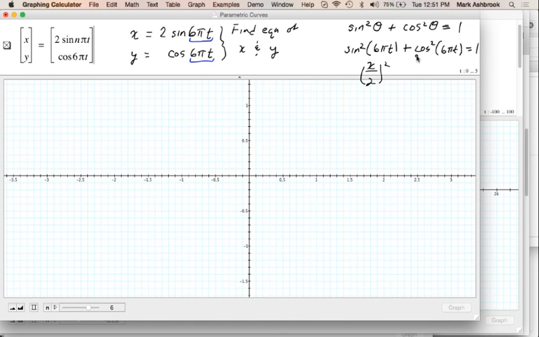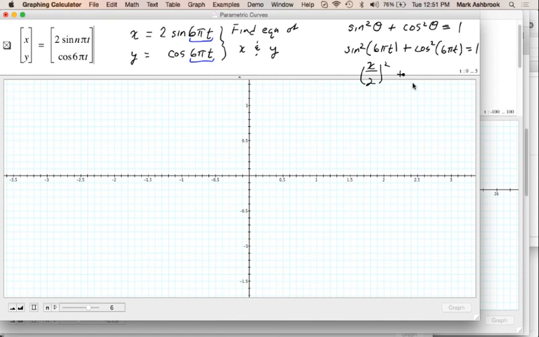Sine of 6 pi t equals x over 2. So sine squared of 6 pi t equals x over 2 squared. Did you see what just happened? Solving for sine of 6 pi t, so I can put it here, squared. What is sine of 6 pi t? It's x over 2. So I can put x over 2 squared in for sine squared 6 pi t. Okay, got a nod. Good.